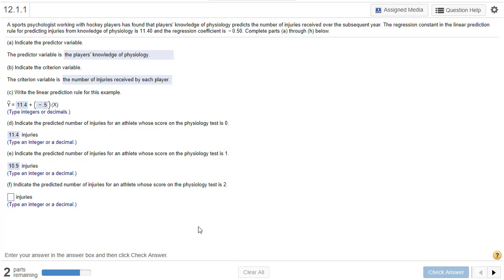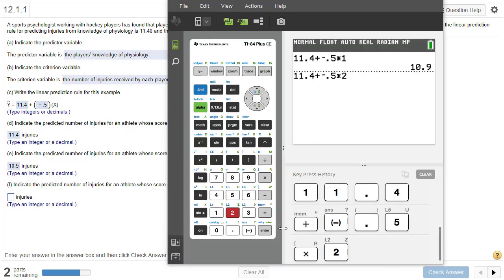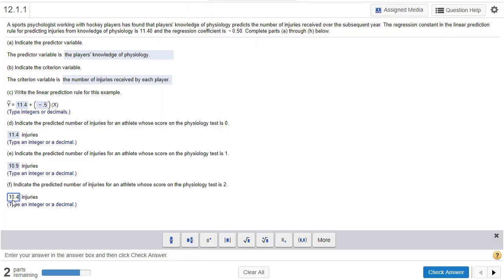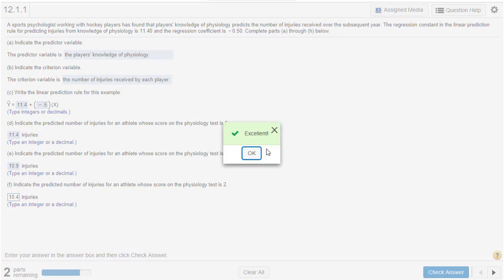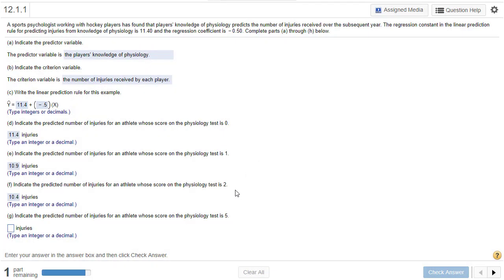Now predict it when the score is 2. Very similarly, you can put it back in, 11.4 plus negative 0.5 times 2 this time, and you get 10.4. It's going to be going down 0.5 each time. So 10.4. That would be expected, right? I mean, the higher you do on the test, the fewer injuries you're going to get.